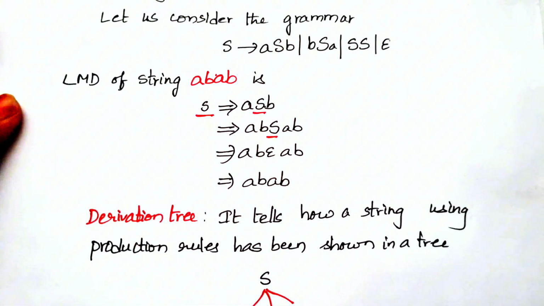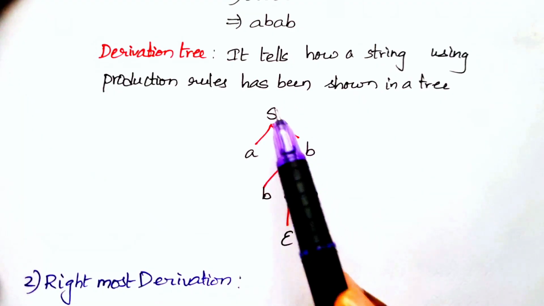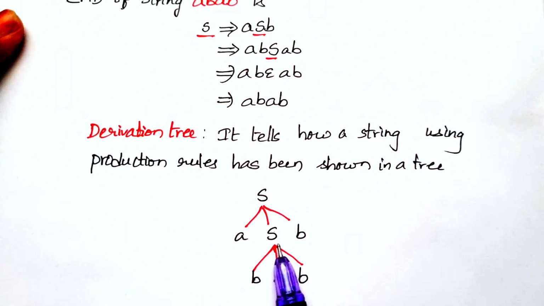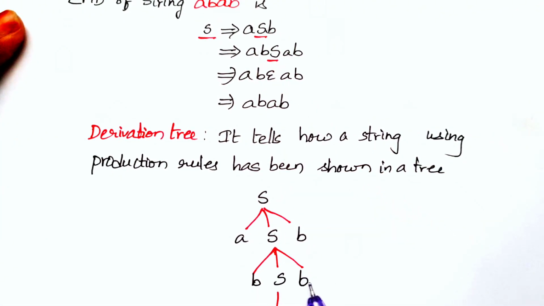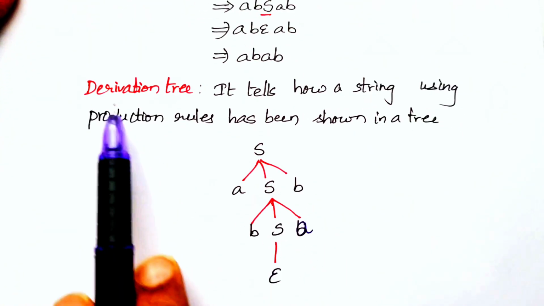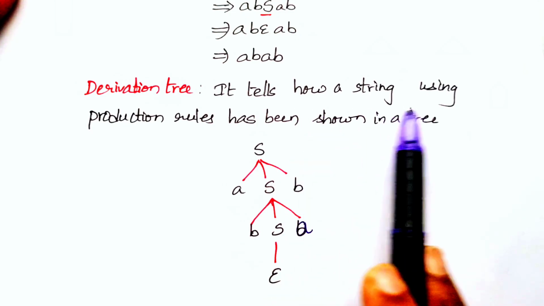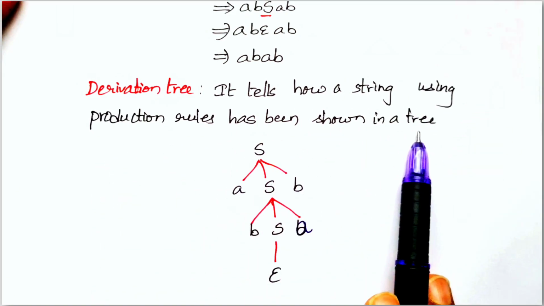Coming to derivation tree for this example, see here in first step what I have done, I have replaced S with ASB. In next step, S is replaced with BSA, and then S is replaced by epsilon. This is how we can see the derivation tree, and simply what it will tell is how the string is derived using the production rules to show the tree.